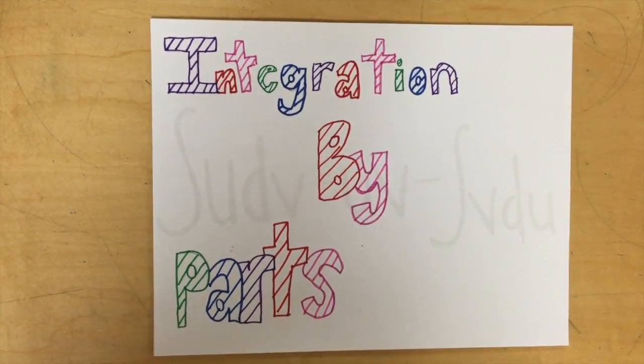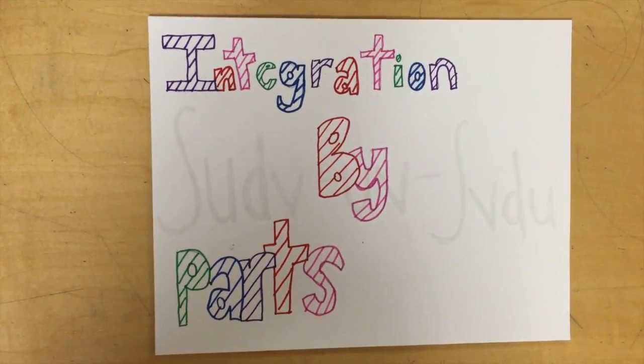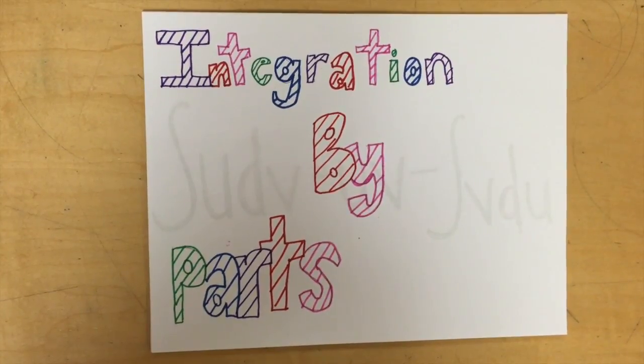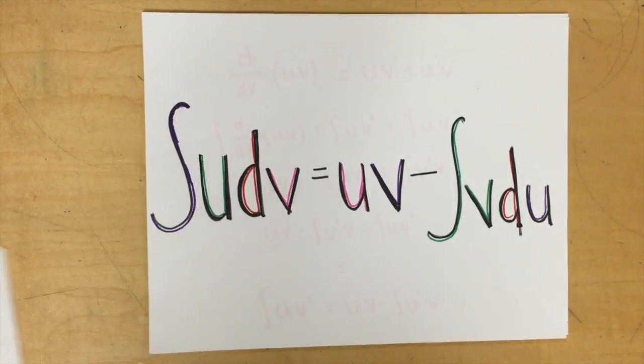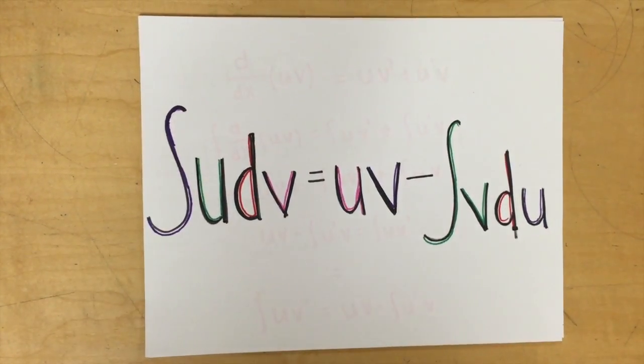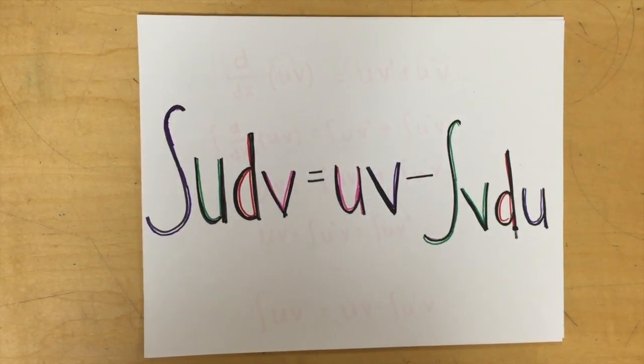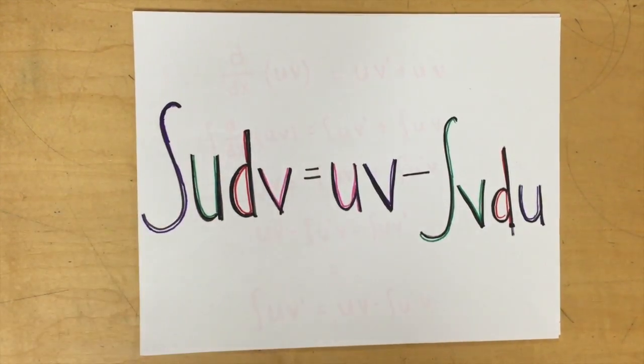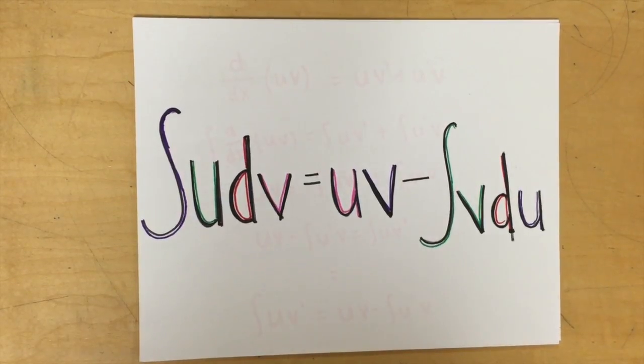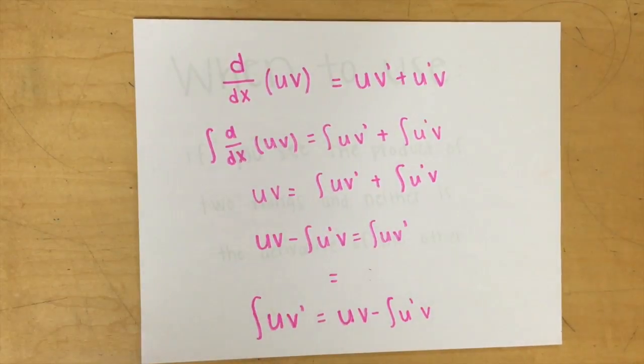Integration by parts. This video will demonstrate integration by parts using two different methods, the formula and tabular method. This is the formula for integration by parts. Integral of u dv equals uv minus integral of v du. The next slide shows how the formula came about.